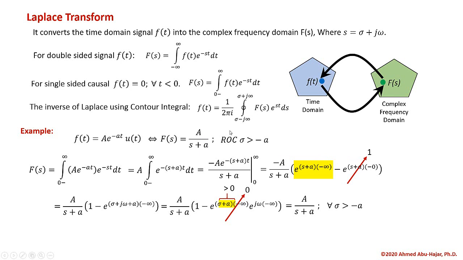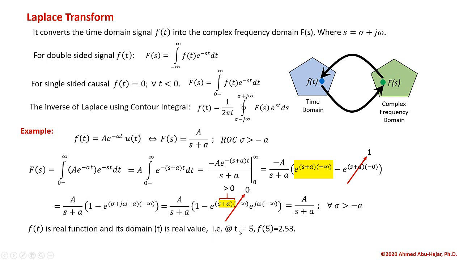The integral will be valid as long as sigma is greater than negative a, right? So what we did here is we started with f of t, and we were able to convert it to f of s, where f of s is called the Laplace transform of f of t. What's important here is f of t was a real function, its value is real, and its domain is t, the time domain, where t is also a real value.